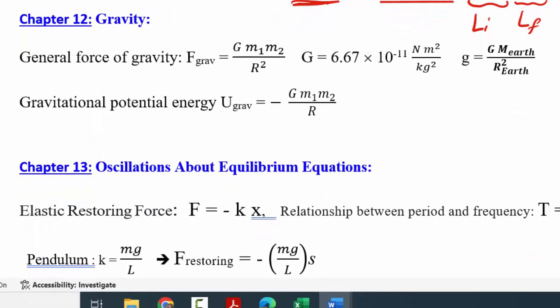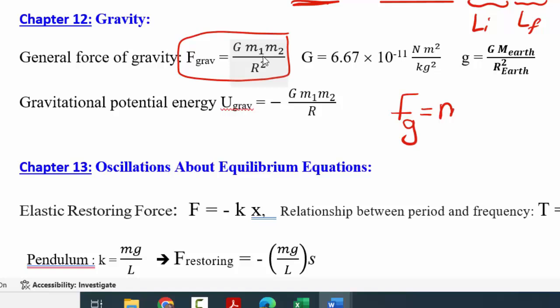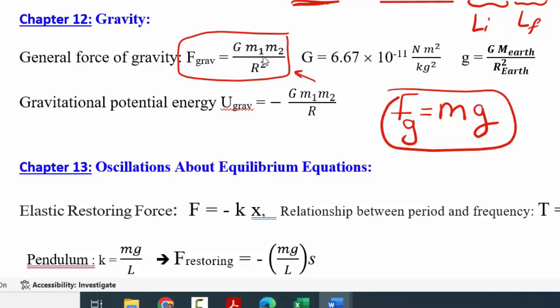Finally, chapter 12, equations. This is the equation of gravity between any two objects. It is important to understand that this is the main equation of gravity. It's not the equation that we learned about the weight. If you recall, we defined the force due to gravity for an object on the surface of the Earth as m times g. This is just a special case from this equation. Recall, this equation applies for any two objects in the universe.